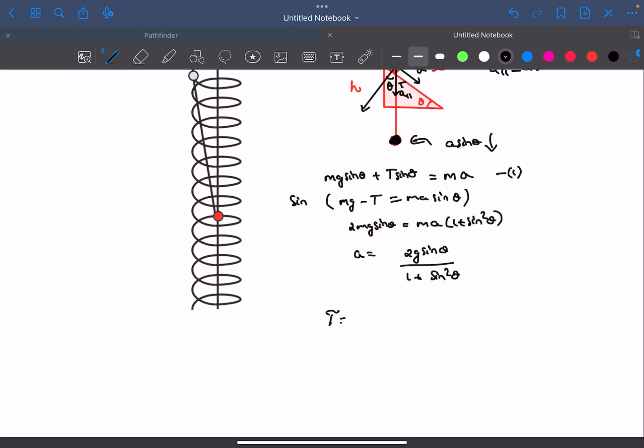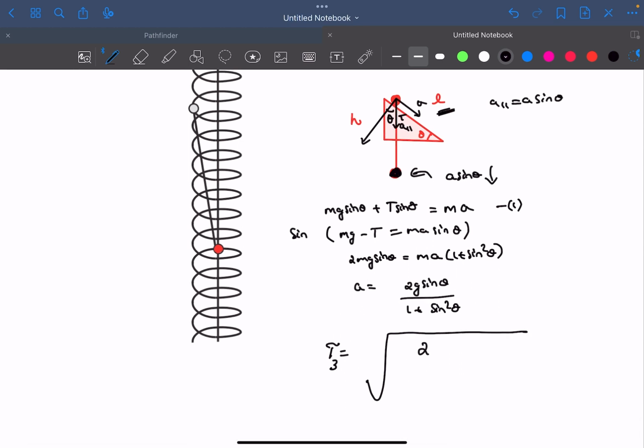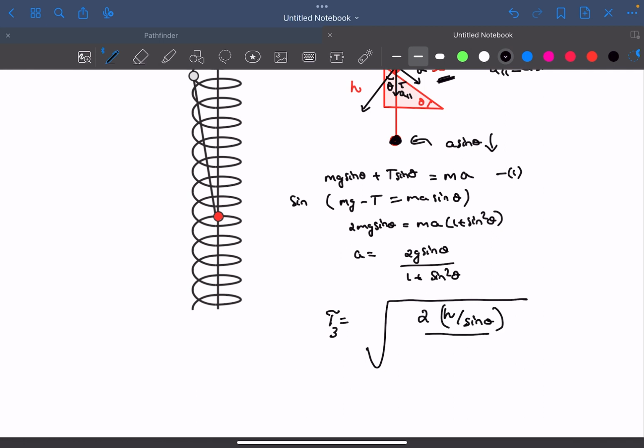So in this case, the time taken for the particle is going to be square root of 2 times the path length. What is the path length? The path length we found out in the previous part of the problem came out to be h upon sine theta, upon the acceleration, which is 2g sine theta divided by 1 plus sine squared theta.